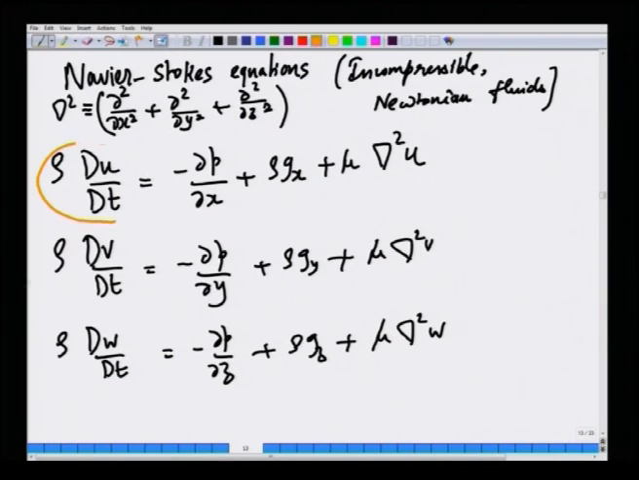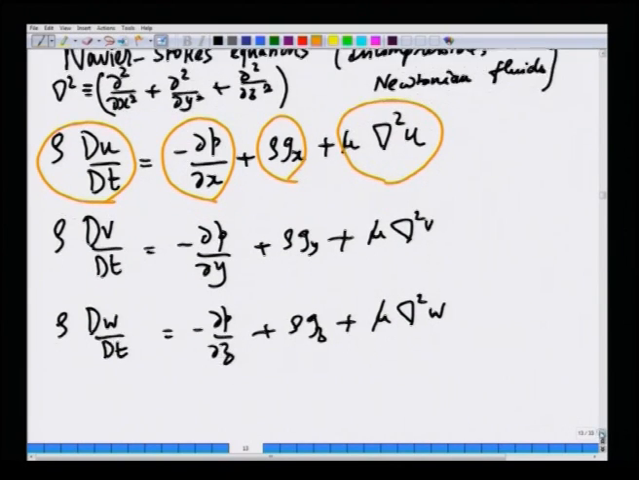Now, the interpretation is again similar. These are the inertial terms, that is the mass times acceleration per unit volume of the fluid, or the rate of change of momentum per unit volume of the fluid. These are the pressure forces acting on a unit volume of the fluid, the body forces due to gravity acting per unit volume of the fluid. These are the viscous forces acting per unit volume of the fluid. That is the interpretation of each term.